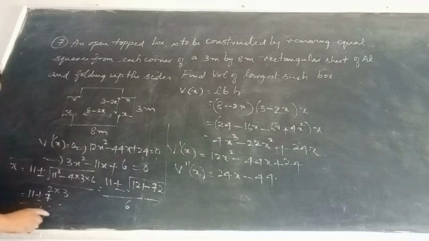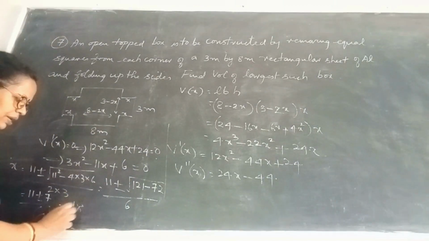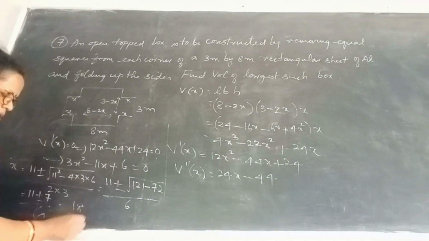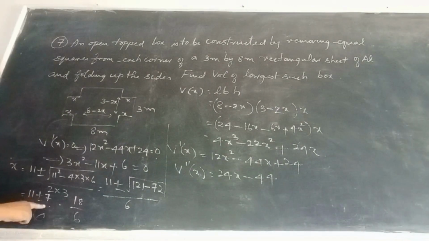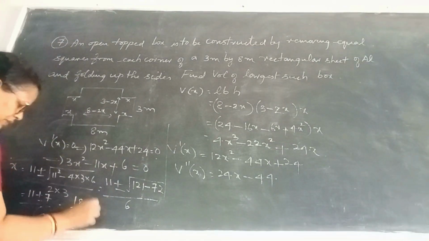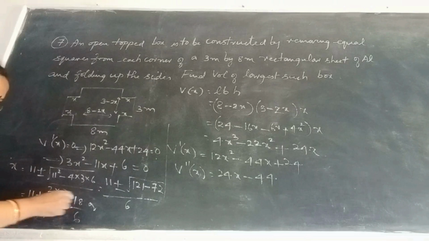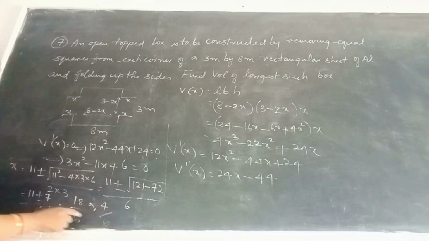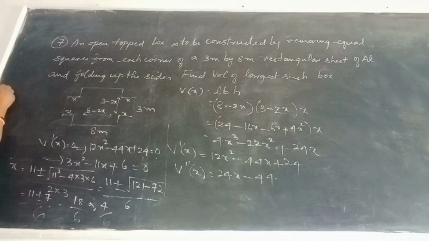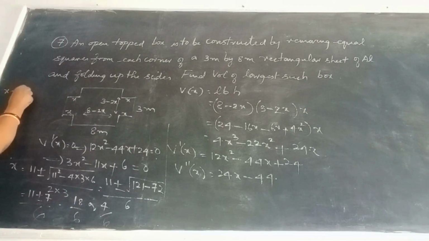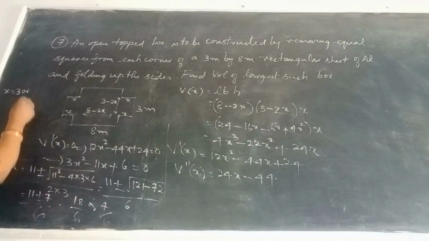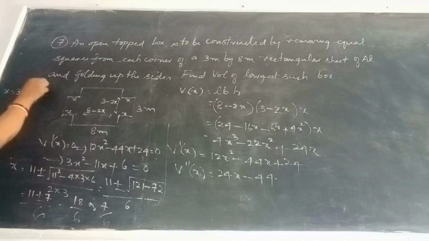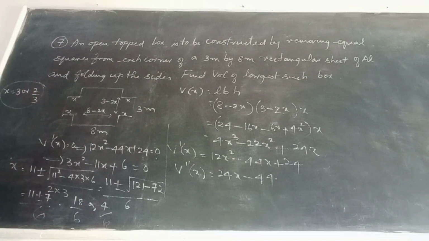11 plus 7 is 18, 18 by 6. Or 11 minus 7, which is 4, so 4 by 6. So what are the values obtained? 18 by 6 is 3. So x equal to 3, or 4 by 6 is 2 by 3. So we got the two values: x equal to 3 or 2 by 3.